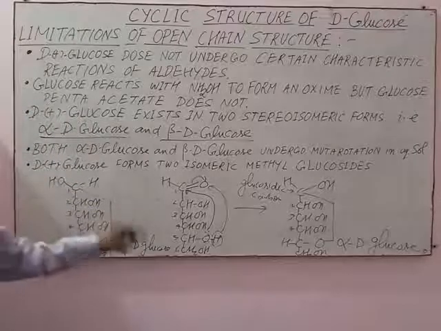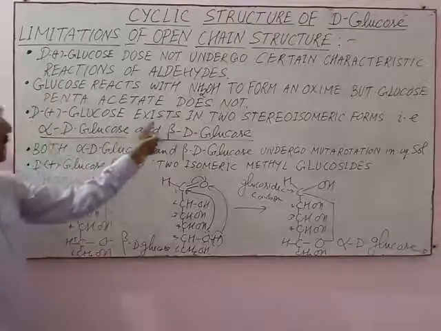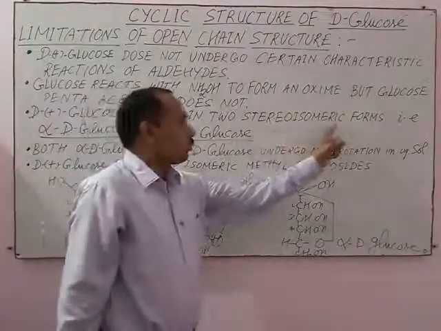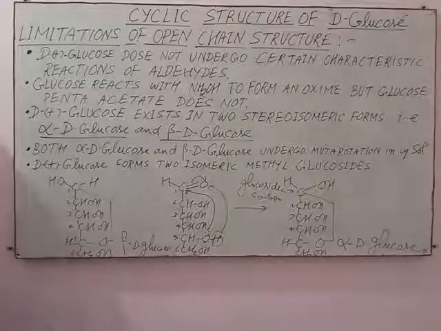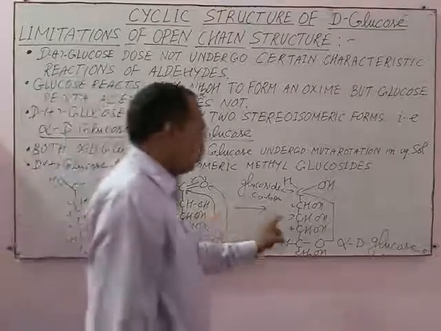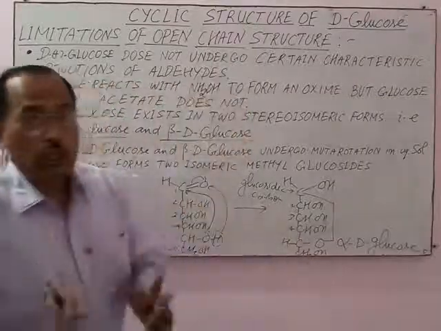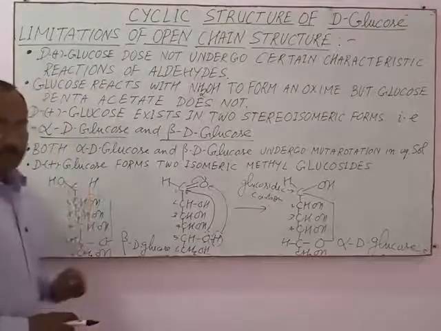Alpha D glucose and beta D glucose. D plus glucose exists in two stereoisomeric forms, that is alpha D glucose and beta D glucose. Alpha D glucose and beta D glucose are anomers of each other.